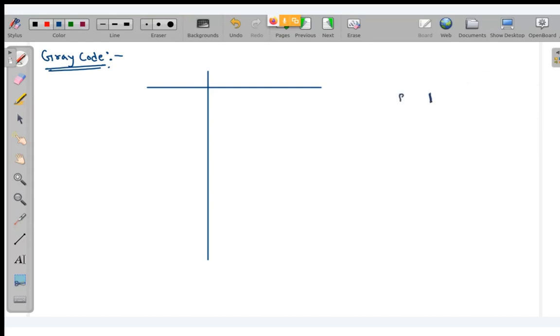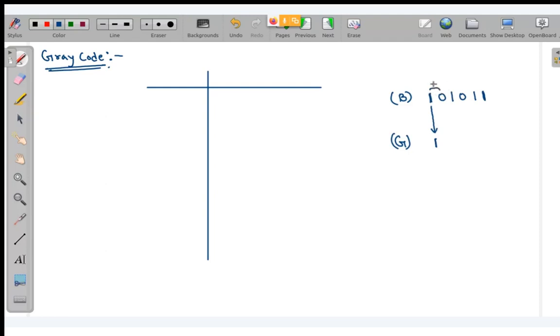So suppose I have a binary number 101011 and I want to convert it to gray. So look very carefully at what I do. The MSB bit is copied into your gray, and the subsequent consecutive bits are XORed.